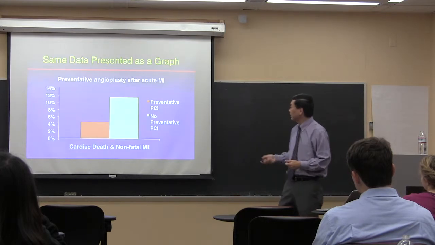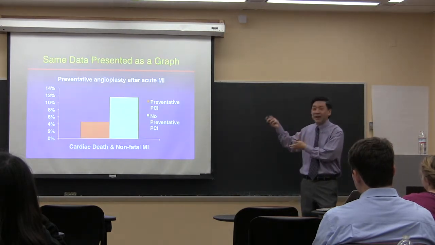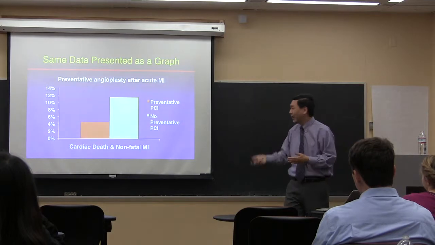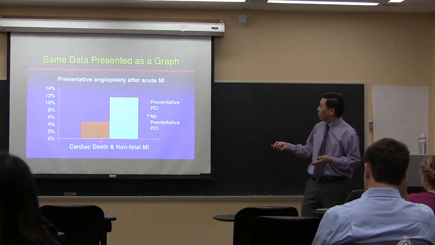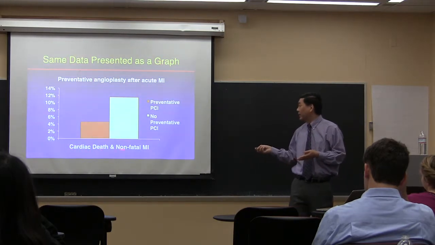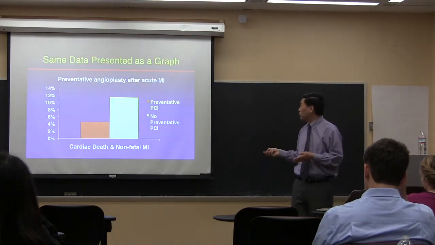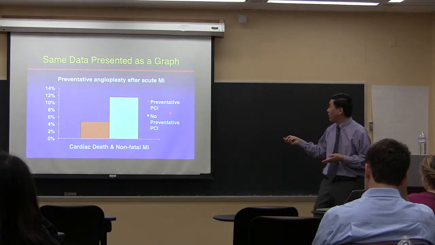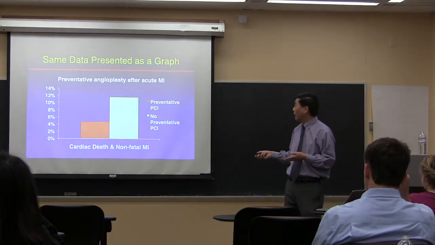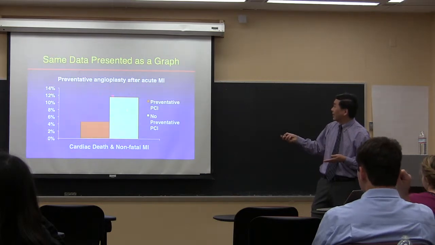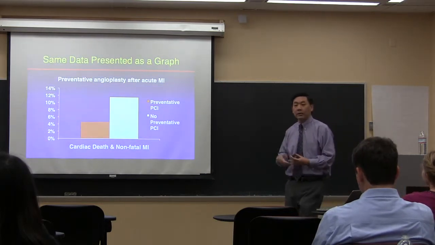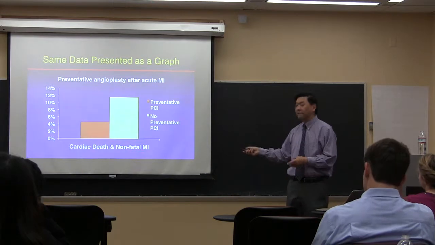Okay. So, same data on that angioplasty after MI article that came out last week in the New England Journal. Very simple. It takes a few seconds. What we're looking at here is the outcome of cardiac death and non-fatal MI in patients who either had a preventative angioplasty shown in red or no angioplasty shown in white. And what you can see is that those who had a preventative angioplasty had a marked reduction in their risk of death and non-fatal MI.